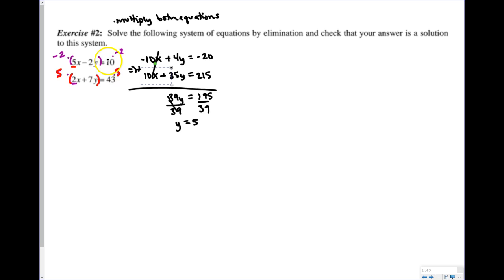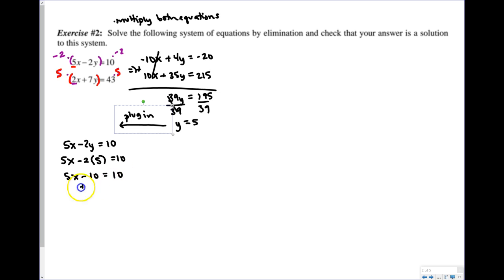The crucial step was multiplying both those equations by the opposite coefficient, right? Now that I've got my y, the rest is easy. I'm going to plug it in to find the other. So here's 5x minus 2y equals 10. That's the first equation, and I'm just going to replace the y with that 5. So I get 5x minus 10 equals 10. Add 10 to both sides, and I get 5x equals 20. Divide both sides by 5, and x equals 4.